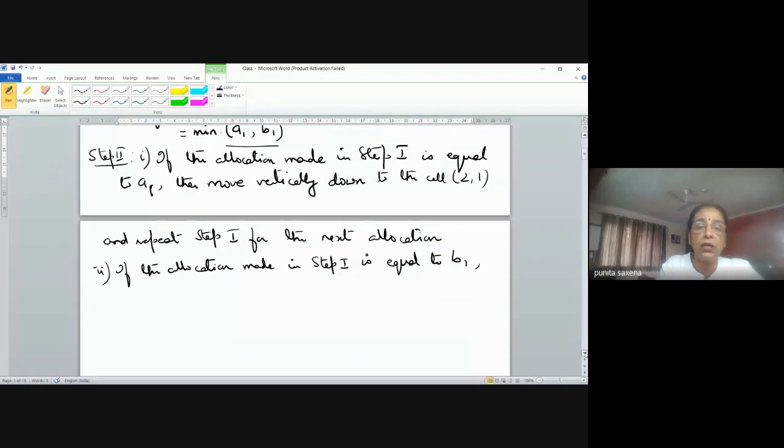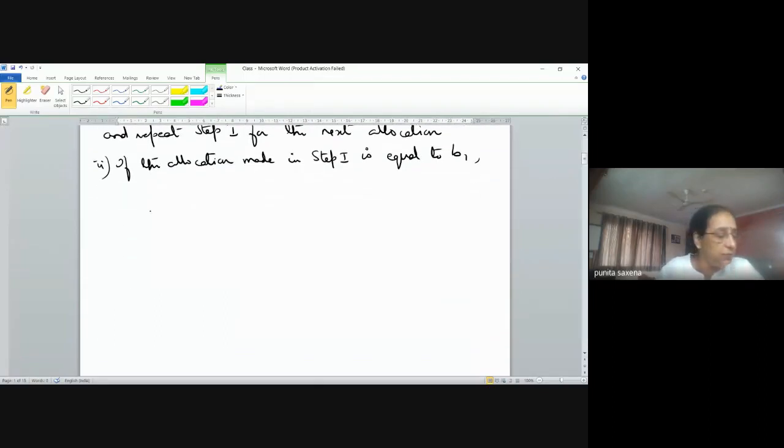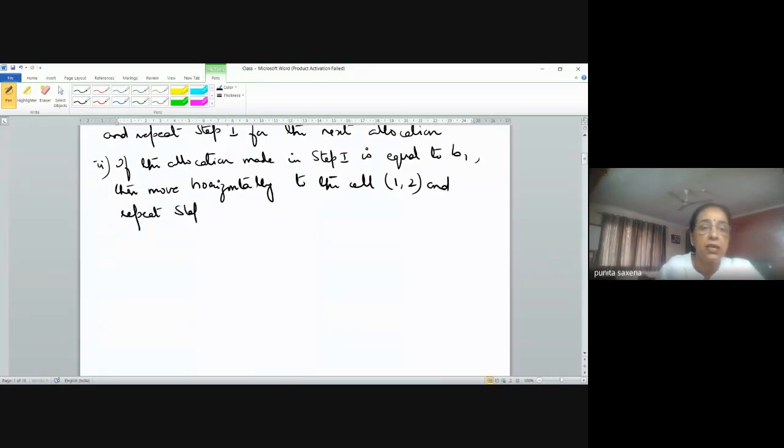So if the allocation made in step 1 is equal to B1, then move horizontally to the cell. The cell that we have moved to is 1, 2. Okay, and repeat step 1 for the next allocation. Now this is the second option. The third option could be what if they are equal? That means what if A1 is equal to B1? That means we allocate the same number in that cell.